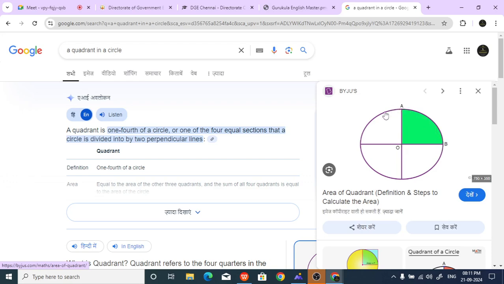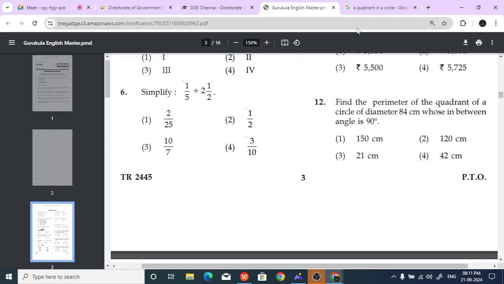If you find the entire thing like this, this will be 2 pi r. In the 2 pi r, this portion is only 2 pi r divided by 4, that is pi r by 2. r is 42. So pi into 42 by 2, that is 21 pi. 21 into 22 by 7, if we calculate, that comes to 66. So you have to add 42 plus 42 plus 66. So you are getting 150.